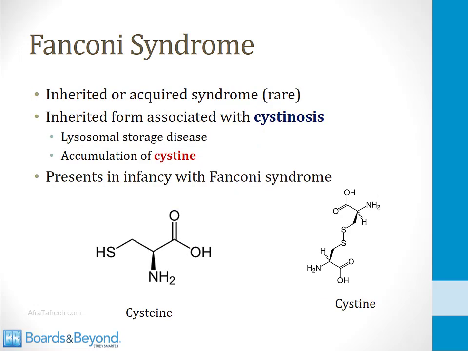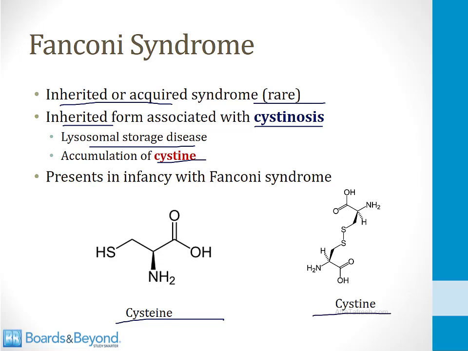Fanconi syndrome can be inherited or acquired, and as I told you before, in general, it's rare. The inherited form, which presents in infancy, is associated with cystinosis. This is a very rare lysosomal storage disease where babies cannot break down cystine and therefore it accumulates in their cells. If you look at the bottom of the screen, this is the amino acid cysteine. If you link two of these together, you get cystine.